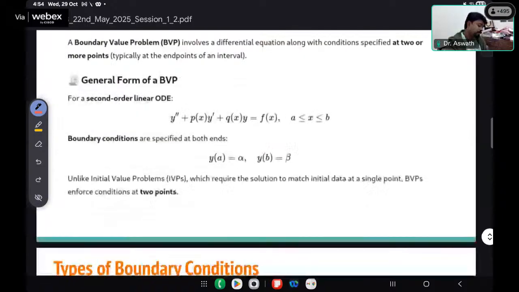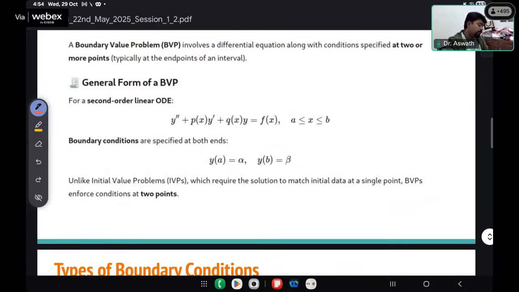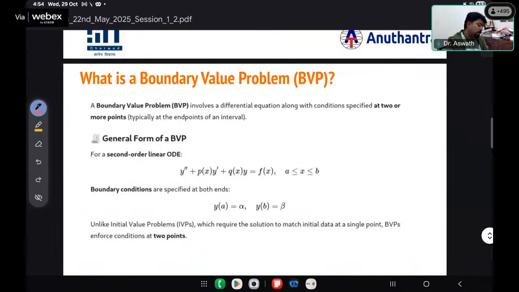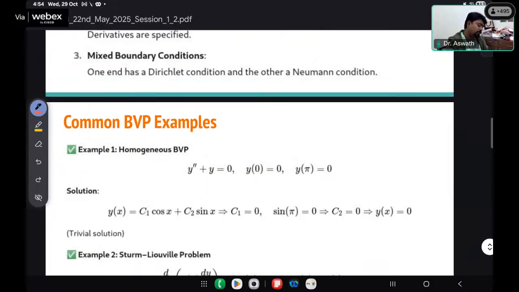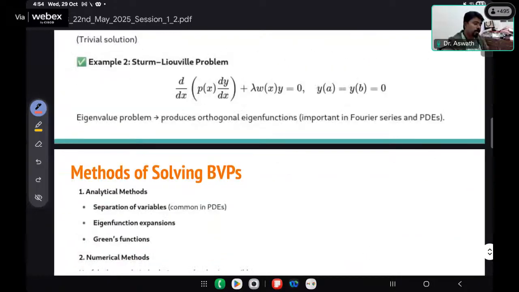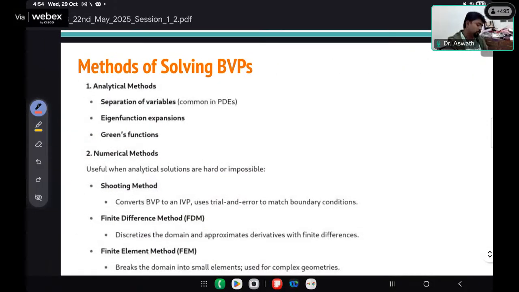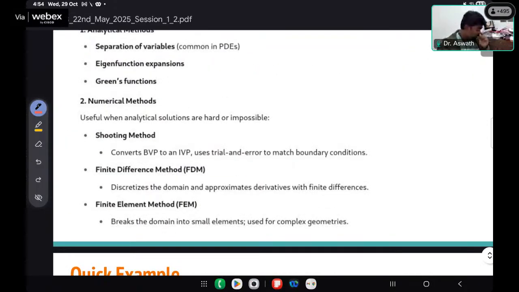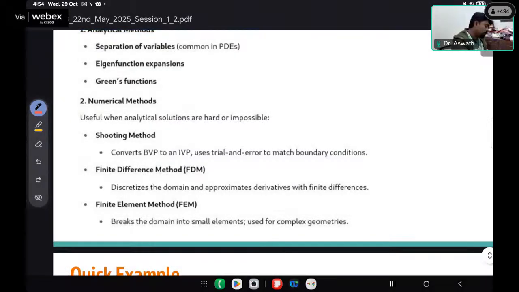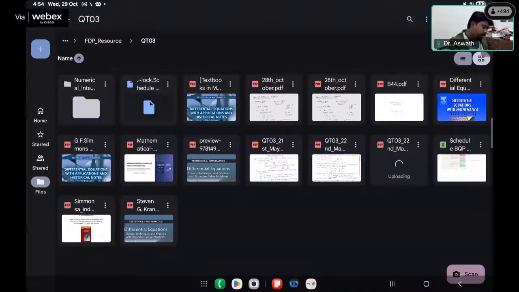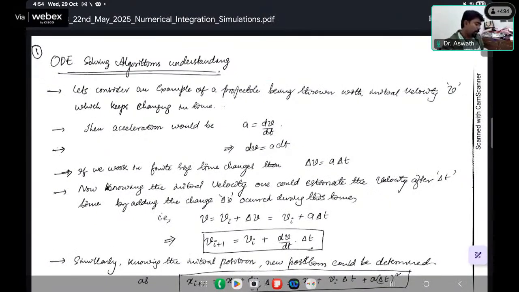So this is just for your reference. Some boundary value problems, specifically with some examples, I have given. You just go through it. Okay, right? So that is about it. For programming, I think most of you are already comfortable in programming. So what I will do, I'll share another set of notes, which discusses programming.